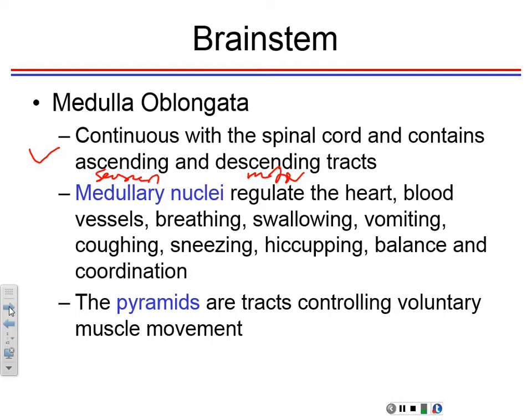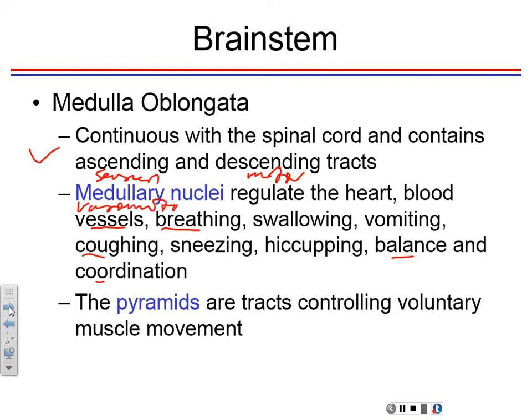So it regulates, like I was saying, heart rate, blood pressure, breathing. There are several nuclei in there that regulate breathing. But then there are some other non-vital functions like swallowing, sneezing, coughing, hiccuping. Balance is also kind of critical, and coordination. All right. So the main activities in the medulla are breathing and heart rate, because it controls the blood vessels. The vasomotor center is located in the medulla oblongata.